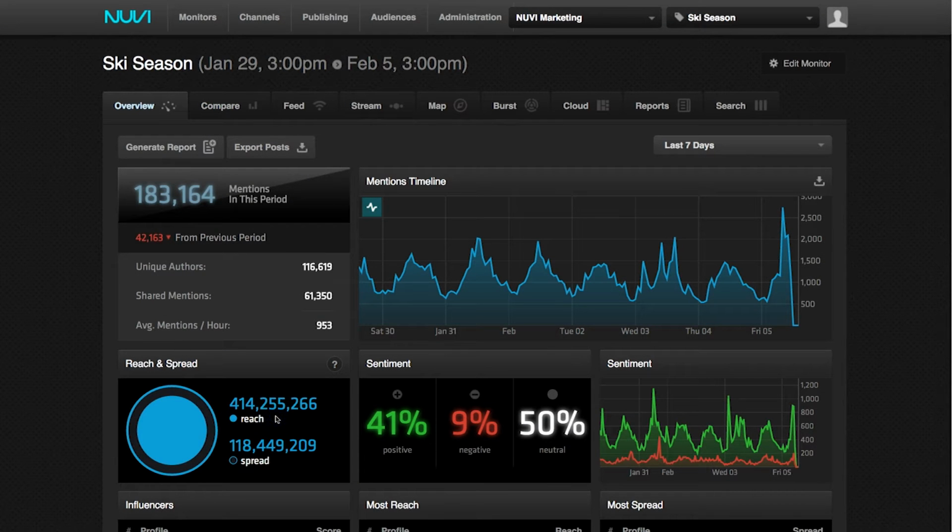The basic understanding of reach and spread as calculated by NUVI goes as follows. Reach equals a potential audience reached with a single tweet, the total number of followers that could potentially see that tweet. Spread equals the total potential audience of people that shared that tweet to the rest of the world.